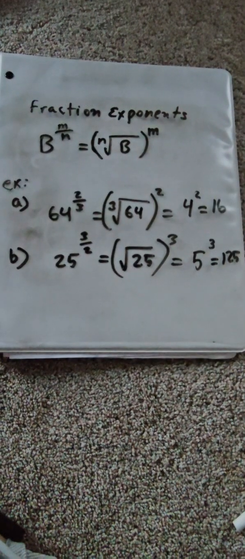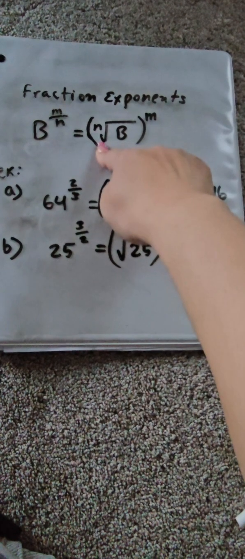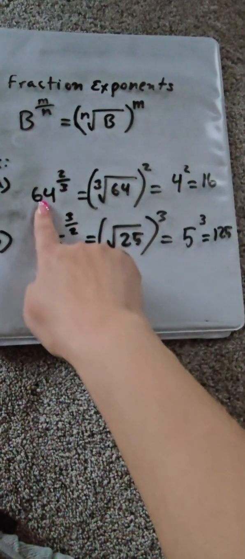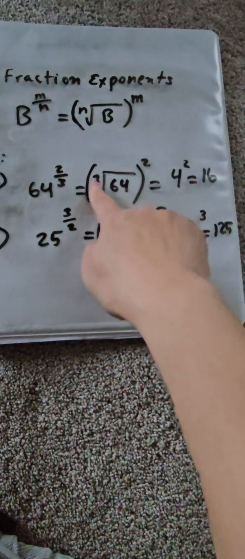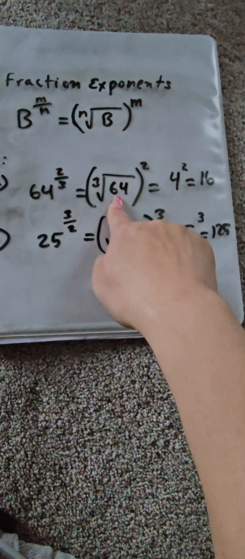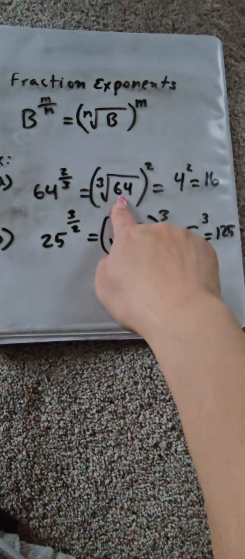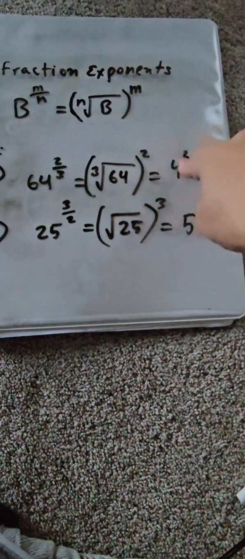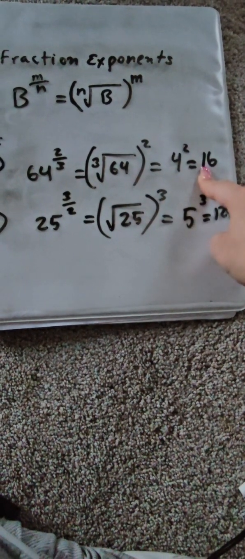Lastly, we have fraction exponents. When we have a number raised to a fraction exponent, we have to find the root of the number and then raise it to a power. So here we have the number 64 raised to the 2/3 power. We have to find the third root of 64, meaning there's a number that was multiplied by itself 3 times to get 64. And we know that if we multiply 4 by 4 by 4, we will get 64. So then we take the number 4 and we raise it to the 2nd power. So that gives us 16.